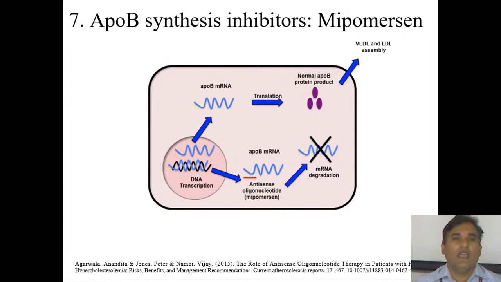Other is the ApoB synthesis inhibitor. When you give an ApoB synthesis inhibitor, especially an antisense oligonucleotide, it acts on the ApoB mRNA, which is responsible for the synthesis of VLDL and especially LDL. When you give the antisense, it binds to the mRNA and inhibits the formation of the VLDL. This drug is mipomersen.